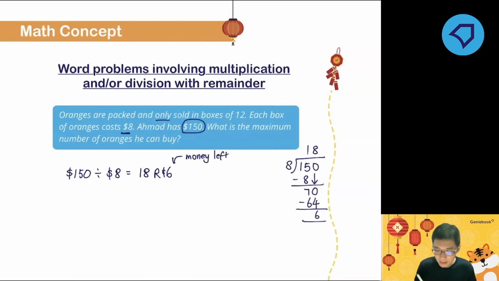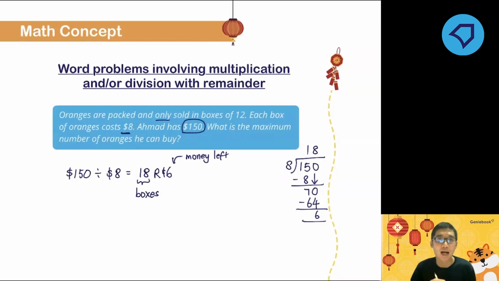While the 18 here refers to the number of boxes, right? Because each box costs $8. $8, $8, $8, $8. So there are altogether 18 of the $8 here, or 18 of the boxes that Ahmad can buy. Right? So of course, with the remaining $6, can Ahmad still buy more oranges with the $6?